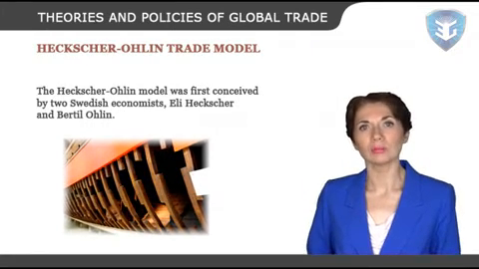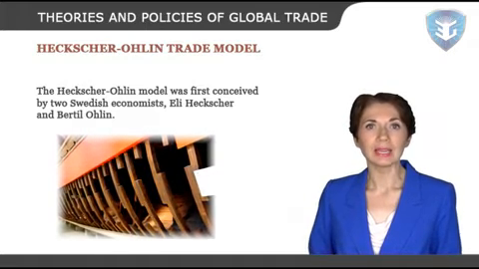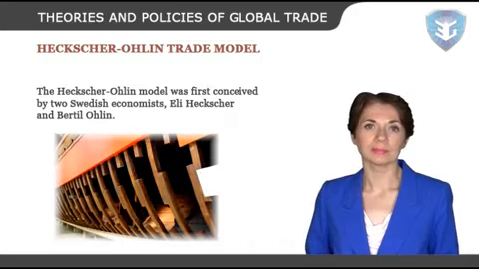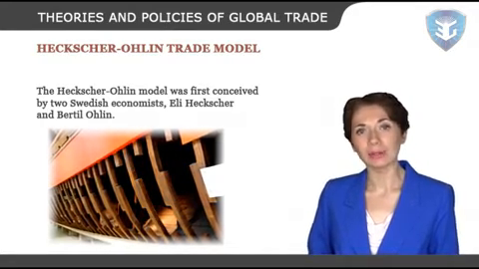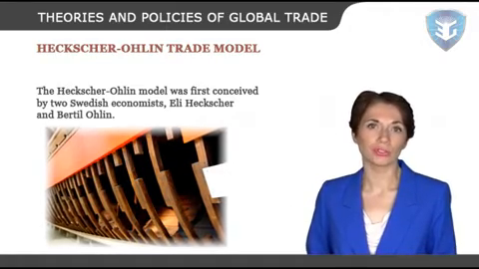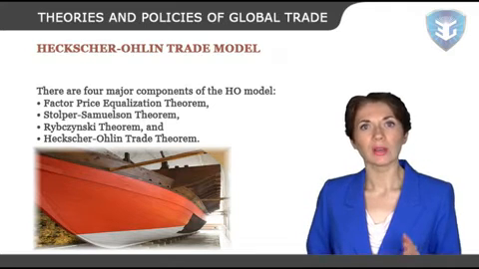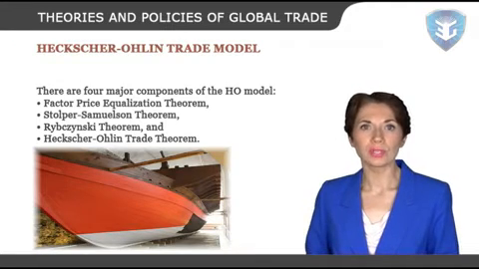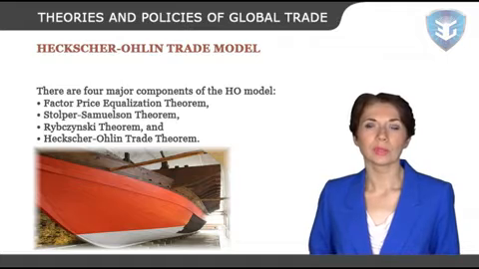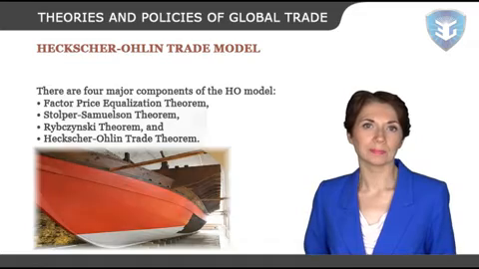The Heckscher-Ohlin model was first conceived by two Swedish economists, Eli Heckscher and Bertil Ohlin. Rudimentary concepts were further developed and added later by Paul Samuelson and Ronald Jones, among others. There are four major components of the HO model: the factor price equalization theorem, the Stolper-Samuelson theorem, the Rybczynski theorem, and the Heckscher-Ohlin trade theorem.